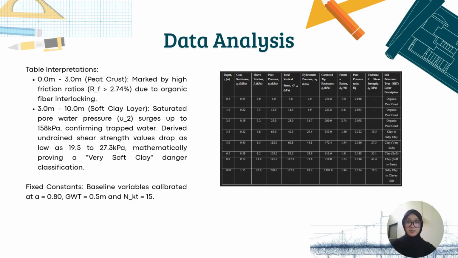Finally, here is the official processed CPTU dataset for our project. The field data points validate our engineering judgments. When the cone moves past the peat layer into the clay at 3.5 meters, the pore pressure instantly surges up to 158 kPa due to low permeability. Most critically, our calculations show that the undrained shear strength falls to a low of 90.5 kPa, which officially classifies this as a very soft clay. This completed table serves as the baseline for my group mates to plot the continuous profile charts and execute the settlement calculations. Thank you. I will now hand over to my next group member.